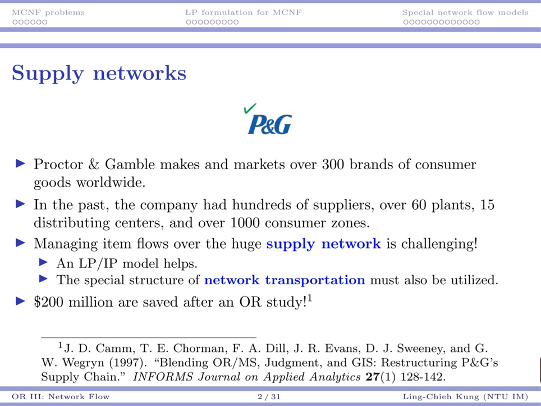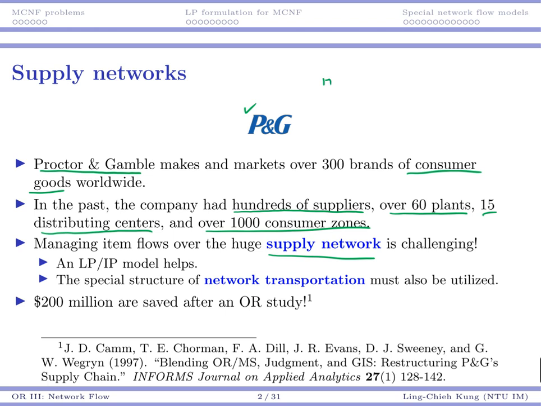There's a very famous company called P&G, and for the P&G company, pretty much is managing a lot of brands for consumer goods. Okay, so in the past, this company is worrying about one thing. It's about how to efficiently operate its supply chain, because this company has such a huge scale. It has hundreds of suppliers, a lot of plants, over 15 distribution centers, and more than 1,000 consumer zones, which means markets. Okay, so if we want to manage those item flows, we somehow need to formulate these supply networks.